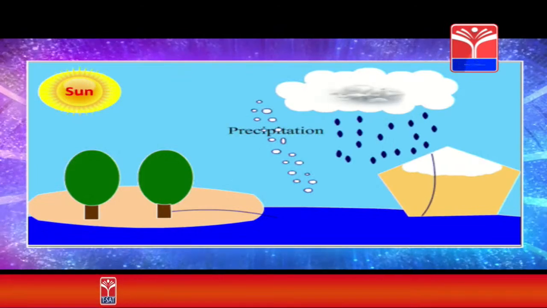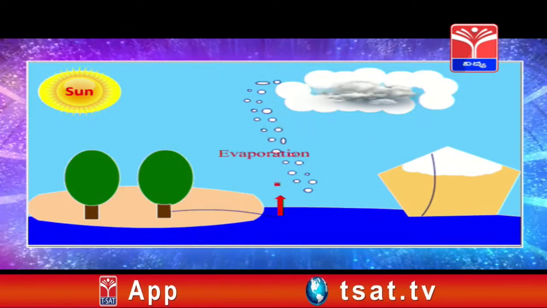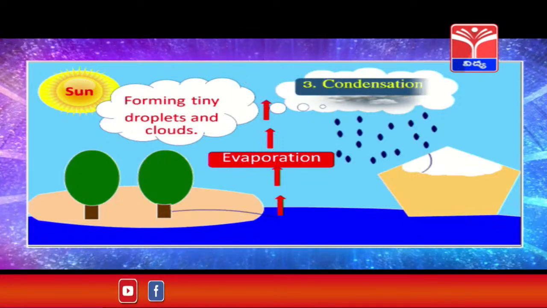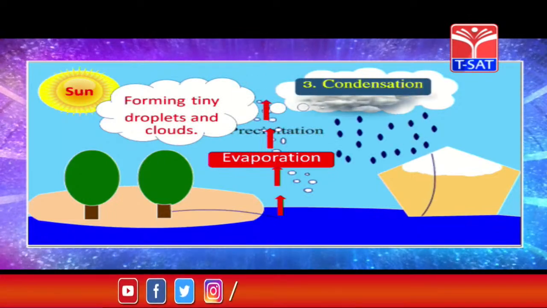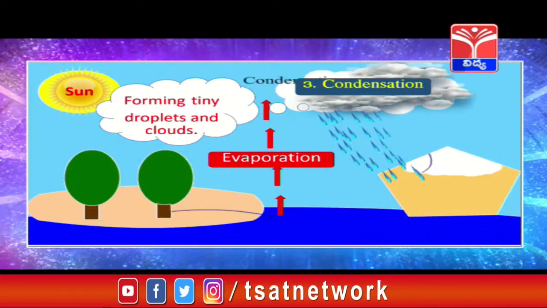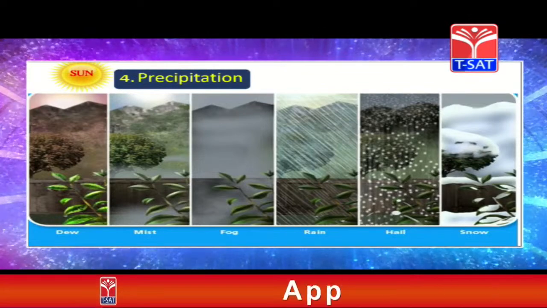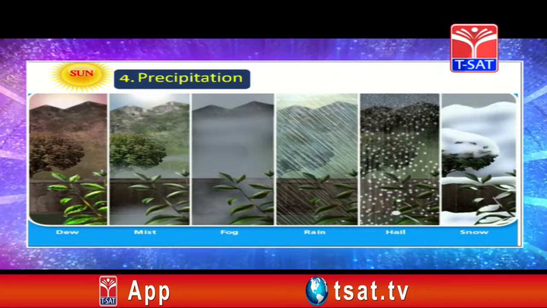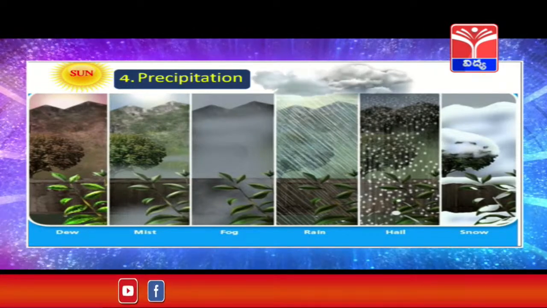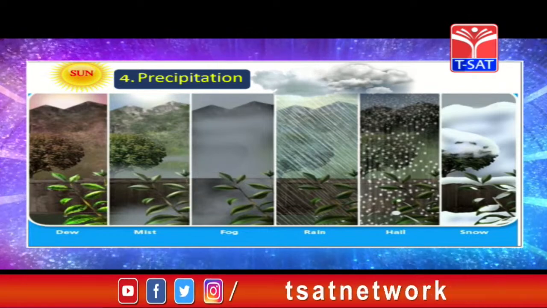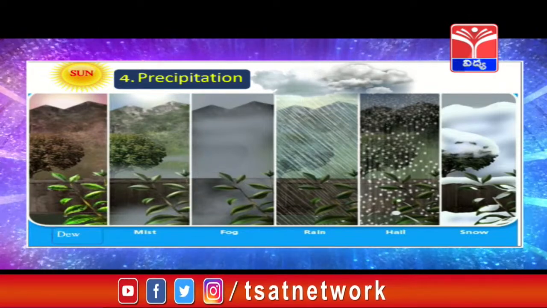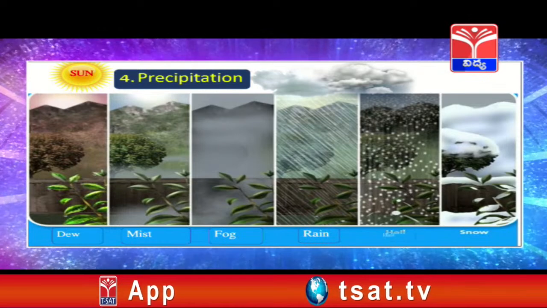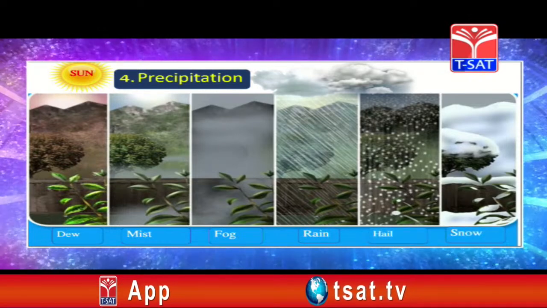The process in which water vapor changes into water is called condensation. The transported water vapor eventually condenses, forming tiny droplets of water and clouds. The primary mechanism for transporting water from the atmosphere to the surface of earth is called precipitation. When the clouds meet cool air over land, precipitation in the form of rain, dew, mist, fog, hail and snow reaches the land surface.